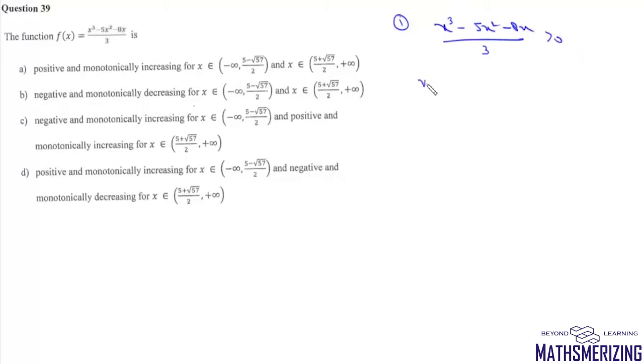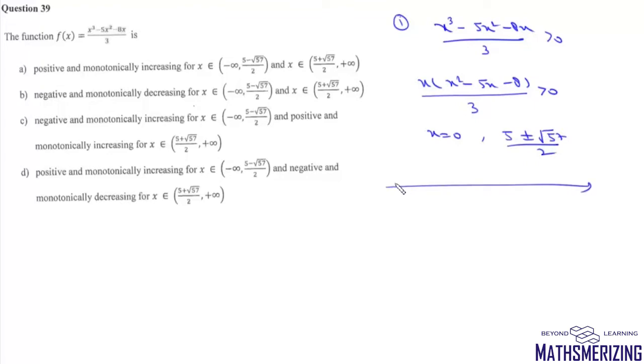So we can take this x common. We can write x square minus 5x minus 8 upon 3. It is greater than 0. So the critical points are 0 and then (5 plus minus under root 25 plus 32), that is under root 57, by 2. We can put it on number line.